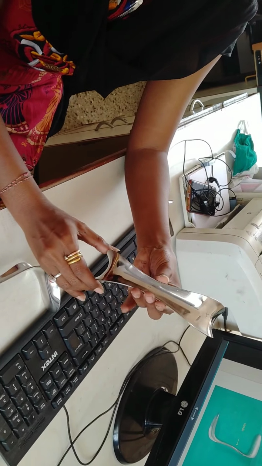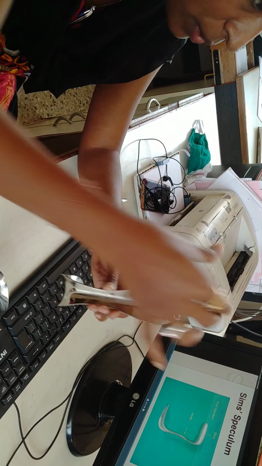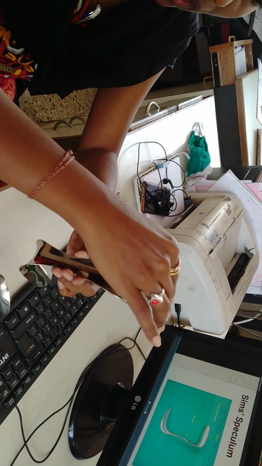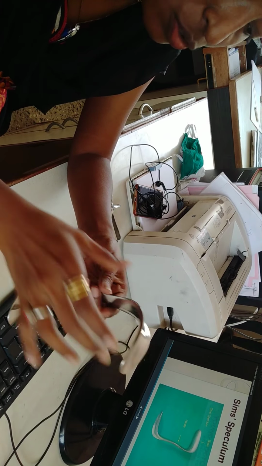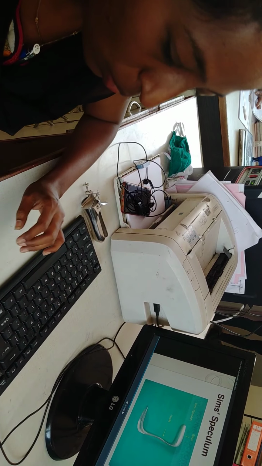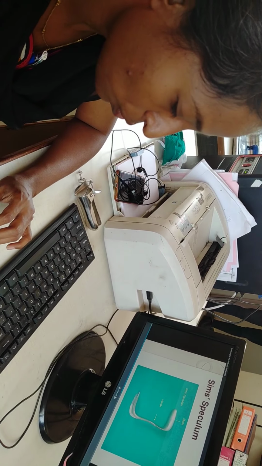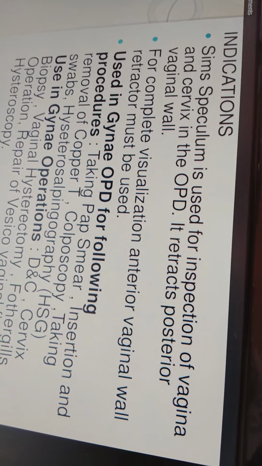So what are the parts of it? What does it consist of? It consists of the handle and the blade. Depending upon the position and the size of the vagina, we use this instrument. Now what are the uses of this instrument? It is used in two conditions: it can be used in the gynecological condition and it is also used in the obstetric condition.